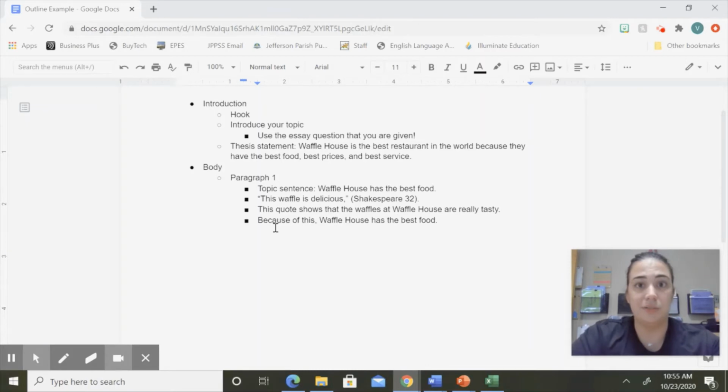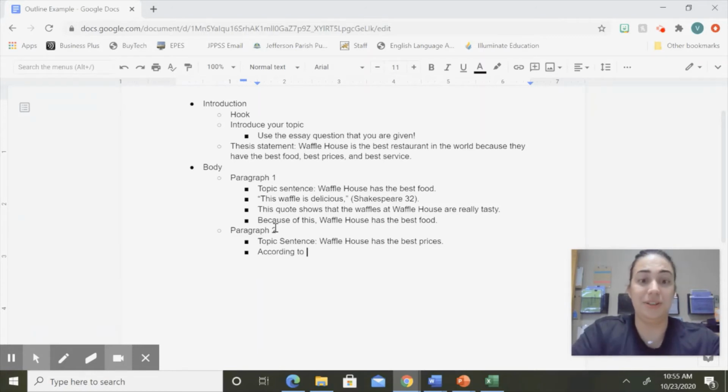Guess what we're going to do for body paragraph 2? The exact same thing. Just it's going to be about best prices instead of best food. So let's hit enter again. Paragraph 2. Topic sentence. Waffle House has the best prices, which is true.